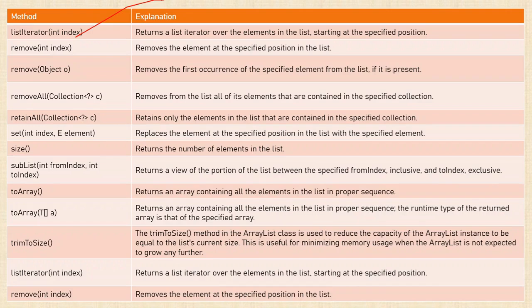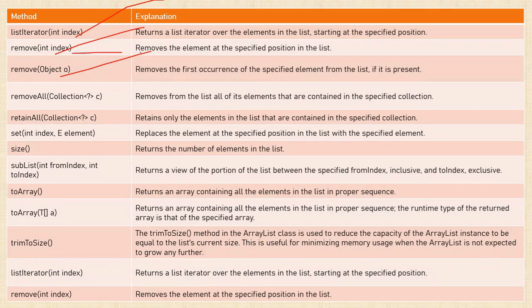We can iterate till an index. We can remove with the help of the index. If you use this, it will remove the element at your 0th position. We also have remove with object, which means we can remove the data directly with the help of remove object. Here we are removing with the help of the index.